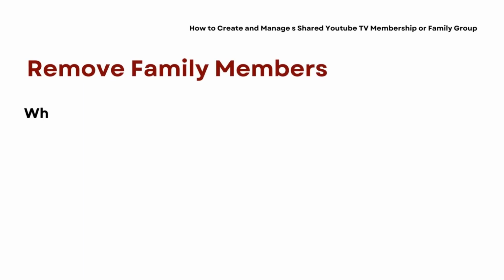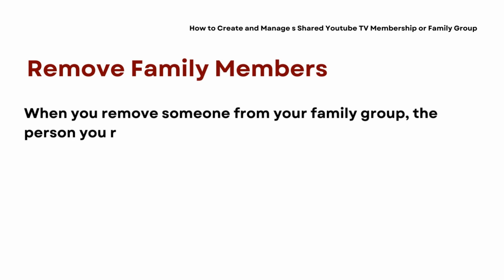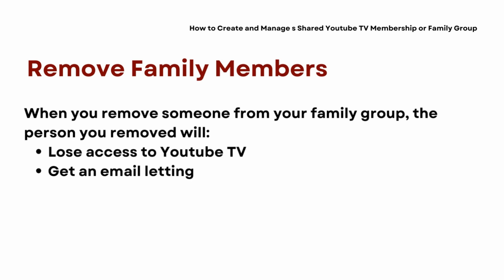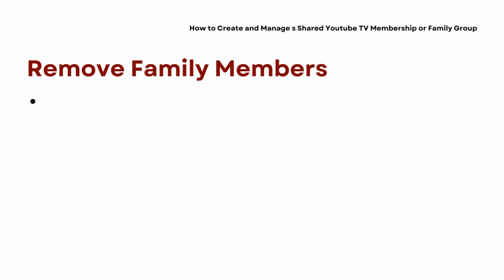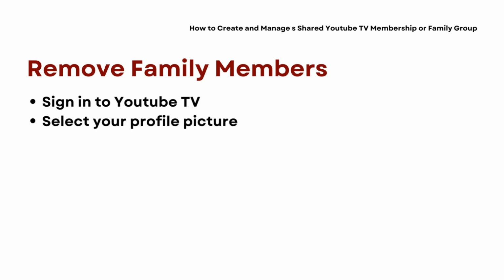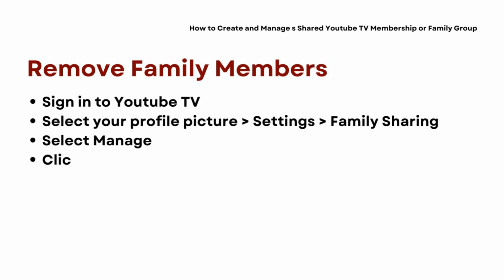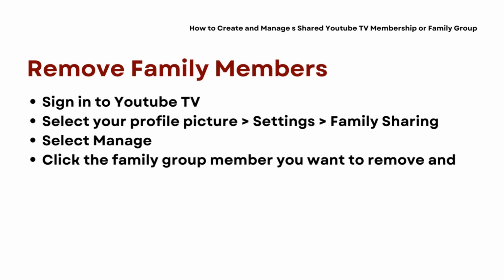Now, when removing family members, when you remove someone from your family group, the person you removed will lose access to YouTube TV, get an email letting them know that they've been removed, and other family group members will also get a notification. So to remove someone from your family group, just simply sign into YouTube TV, select your profile picture, go to Settings, Family Sharing, and then select Manage. Click the family group member you want to remove and select Remove Member.